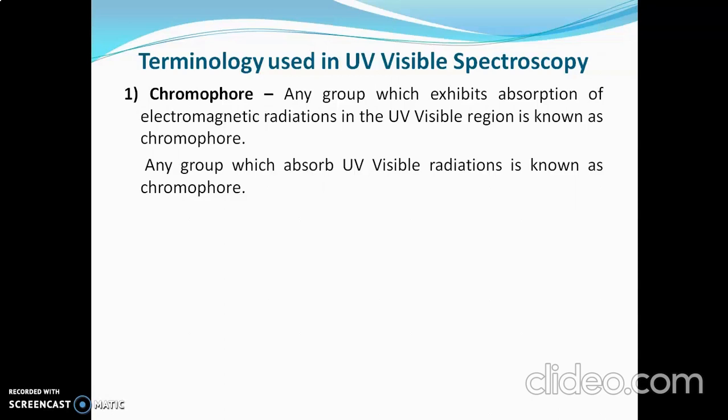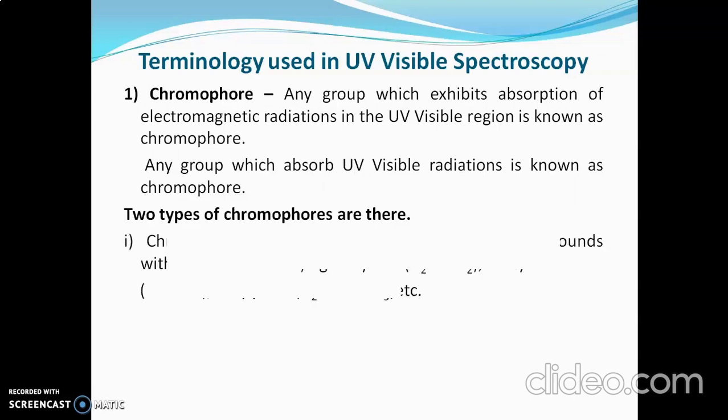Not all organic molecules can show absorption of UV visible light. There are certain structural requirements for it. The molecule should have some specific structure and then only it can absorb UV visible light. This structural specificity is nothing but chromophore. Two types of chromophores are there.